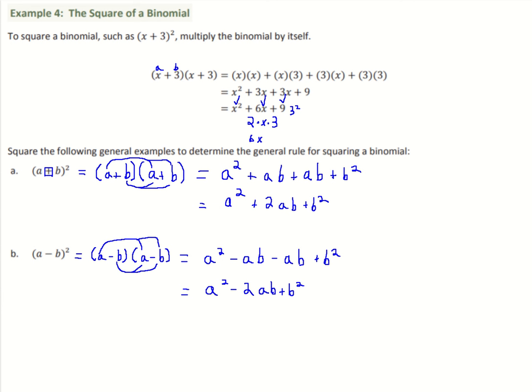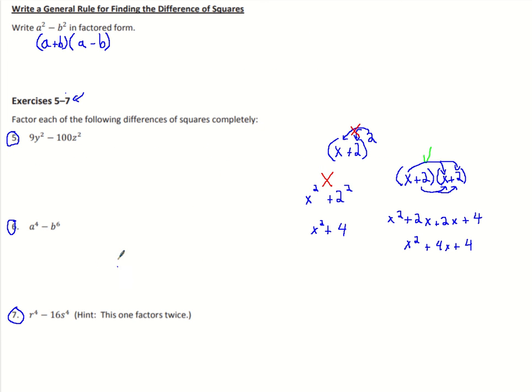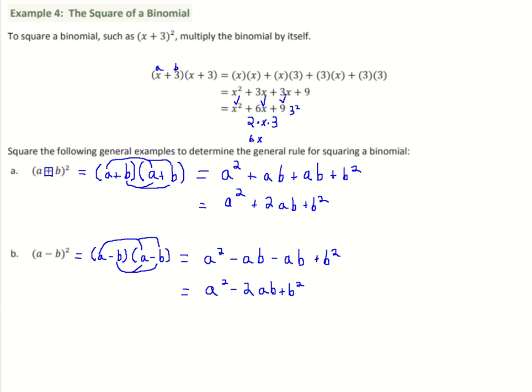So again, your work for today is going to be exercises 5 through 7 and 8 through 9. So basically exercises 5 through 9. That is your work that you're going to have to do today.